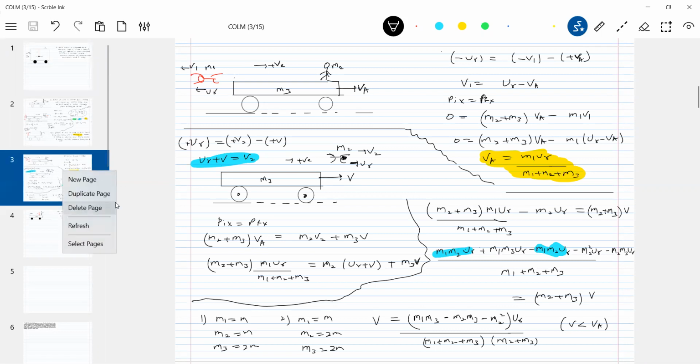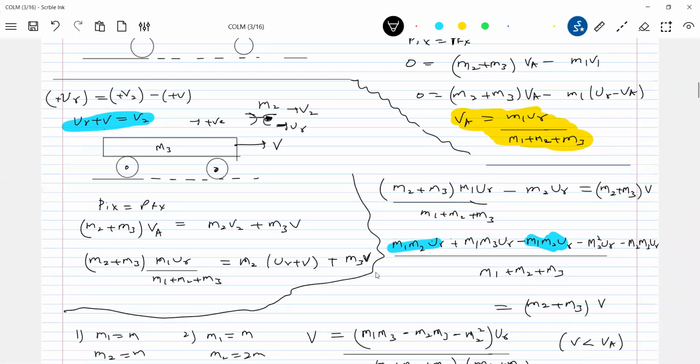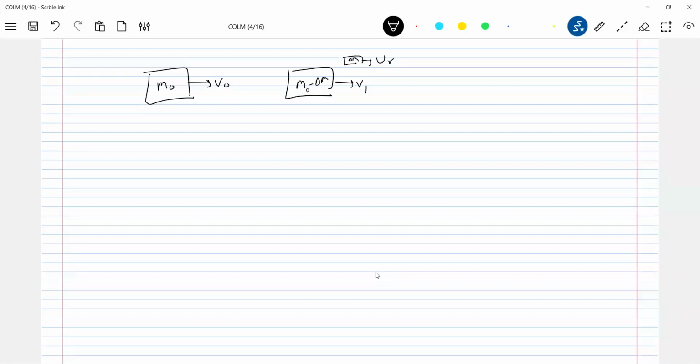So I'll generalize. Let me go for the thing. If a system of mass m naught is moving with a velocity v naught, and mass is ejected in the direction of motion, so it will be m naught minus delta m. Now, what will happen to the velocity? The velocity v1 will be less than v naught.